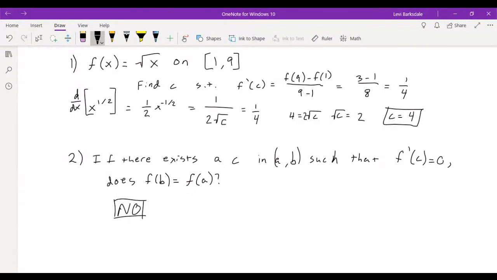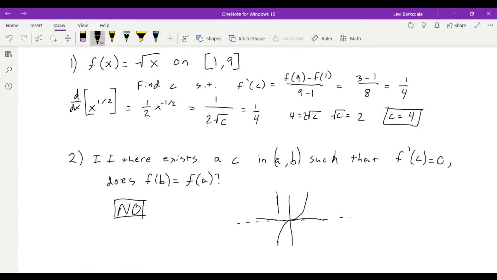And the reasoning is, in order to satisfy this first condition, that there's a point where our derivative is equal to 0, we just need to have some spot where we have a horizontal tangent line. So, for instance, consider the function x cubed. It just looks like this, right? And in fact, we have a horizontal tangent right here at y is equal to 0.